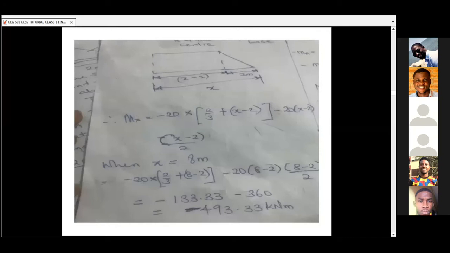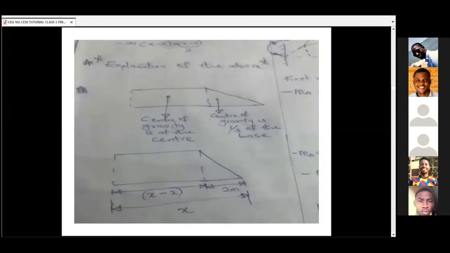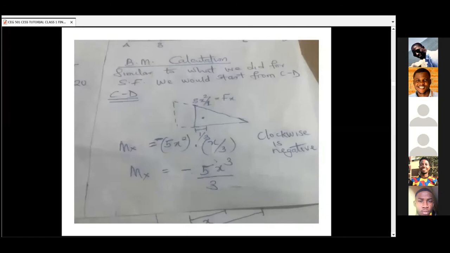Okay, so span CD. Now, this is span CD. We have 5x squared as the formula we got from the shear force. Force times distance is what gives us moment. I'm considering clockwise to be negative because that's the orientation the man usually uses. But you can do it the other way if you feel you are safe with it. I prefer sticking to what the man uses. So if clockwise is negative and we are taking it towards the left, our centroid is 1/3 of the base.